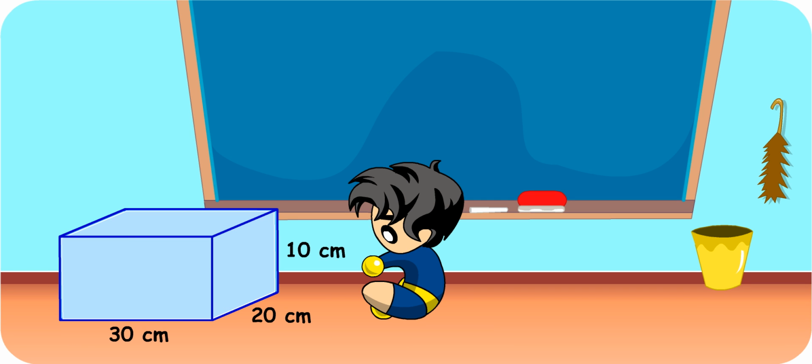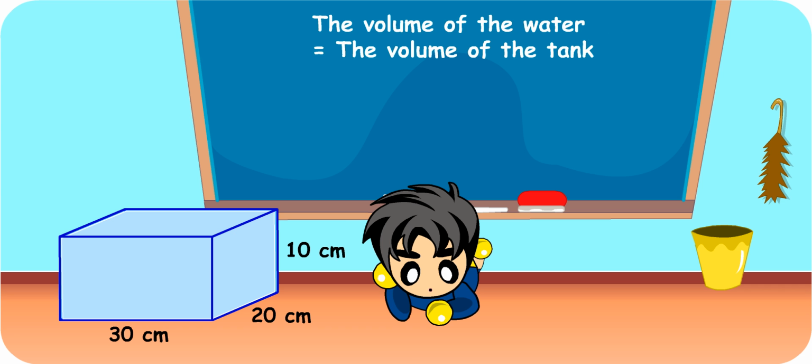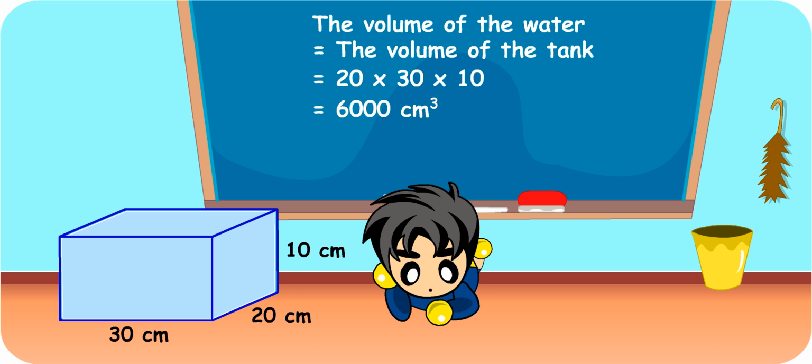Look at this tank. It is fully filled with water. Turbo Boy, tell me what is the volume of water in this tank? The volume of the water is actually the volume of the tank. The volume of the tank is 20 centimeters times 30 centimeters times 10 centimeters, which is 6000 cubic centimeters. Thus, the volume of the water is 6000 cubic centimeters. How many liters of water is that? 6000 cubic centimeters is 6 liters. There are 6 liters of water.